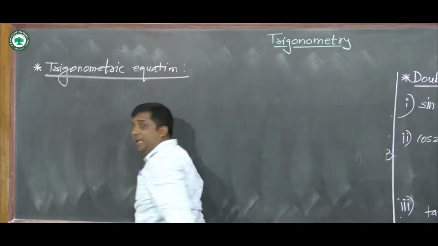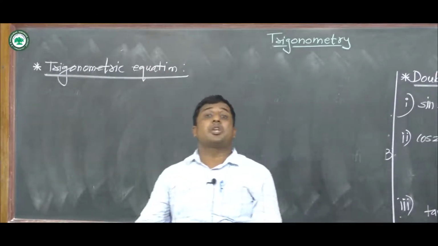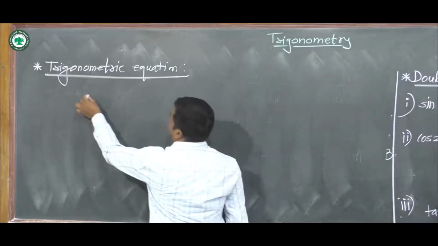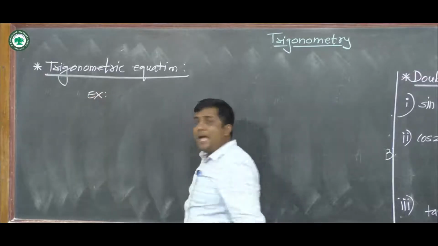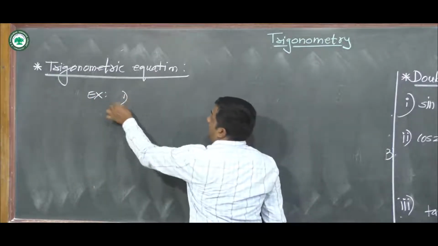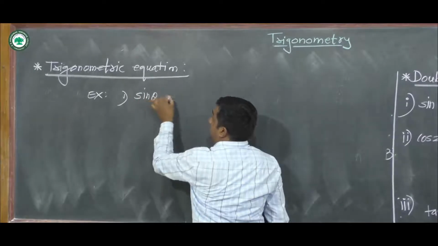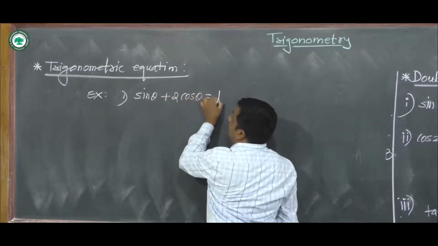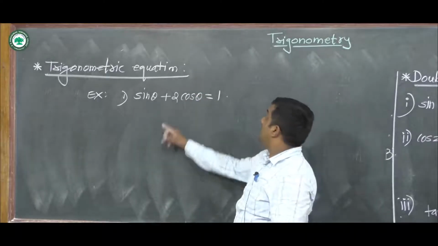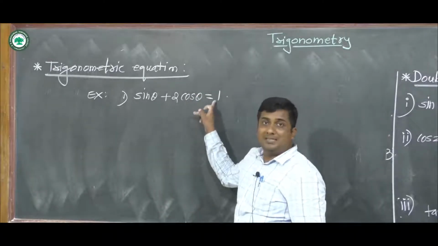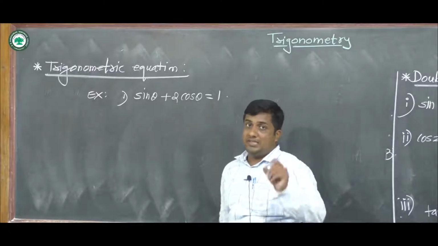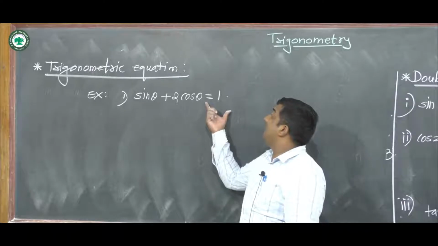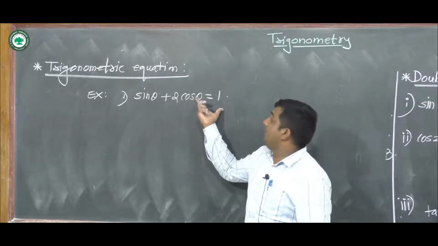Here for the trigonometric equation we consider trigonometric functions. Let us see some examples to define the trigonometric equation. In the first, sine theta plus 2 cos theta is equal to 1. This is a trigonometric equation, since in this equation we consider trigonometric functions, and we consider equality between LHS and RHS.